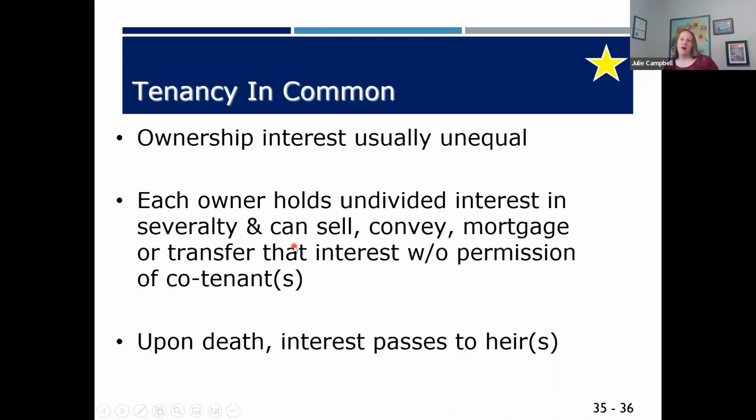First up, we've got Tenancy in Common. A distinguishing feature of Tenancy in Common is that the ownership interest is usually unequal. We're going to talk about community property next. So your ownership interest is usually unequal. However, the owner has an undivided interest. So whatever their ownership interest is, they can sell it, convey it, mortgage it.